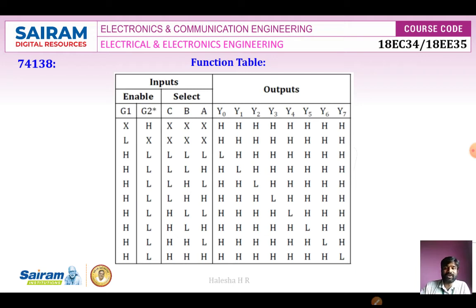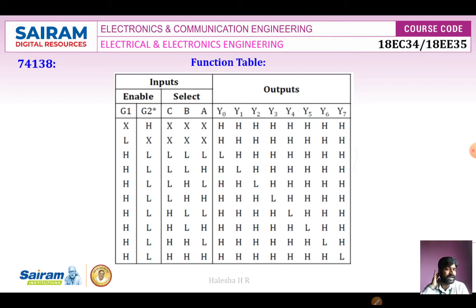Now observe the third and remaining rows. G1 is H, so it is enabled, and G2 star, that means both G2A and G2B are low, that means enabled. For an active low input, low means selected. And based on CBA, the corresponding output is selected.